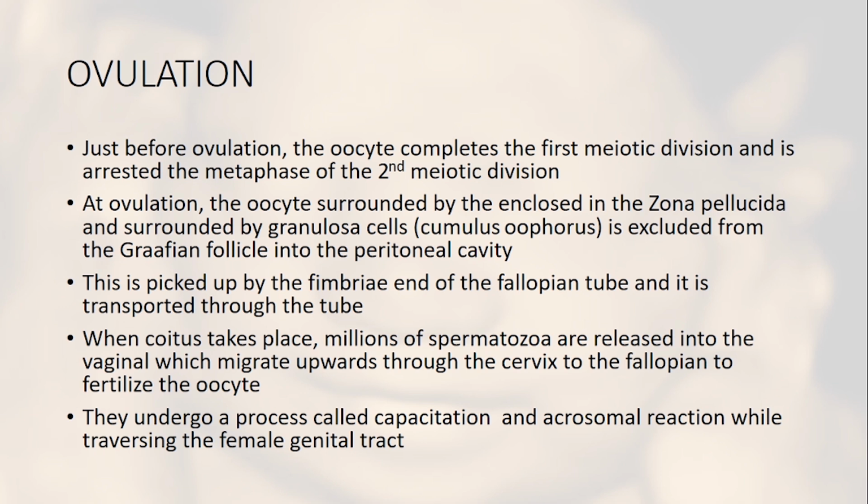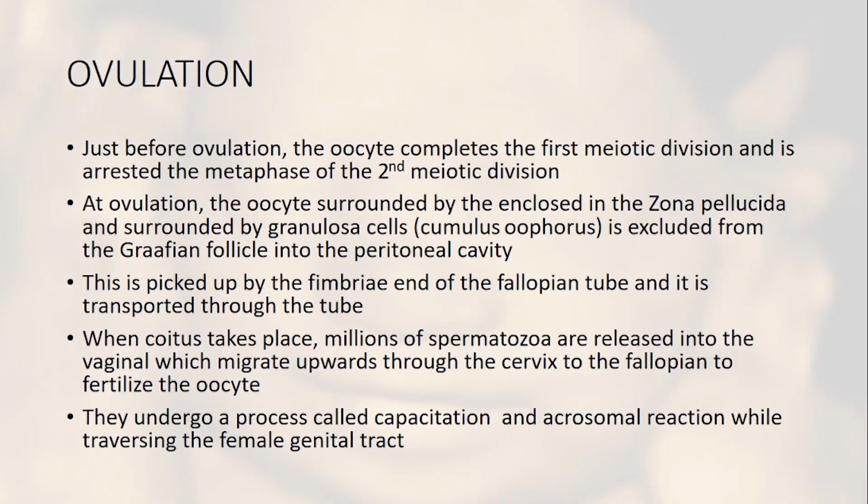Now we need to talk briefly about ovulation. Just before ovulation, the oocyte completes the first meiotic division, and then gets arrested at the metaphase of the second meiotic division. At ovulation, the oocyte, which is surrounded by the zona pellucida and the granulosa cells, called the cumulus oophorus, is extruded from the Graafian follicle into the peritoneal cavity. This extruded oocyte is picked up by the fimbrial end of the fallopian tube, and it is through this tube that the oocyte is transported to the uterus.